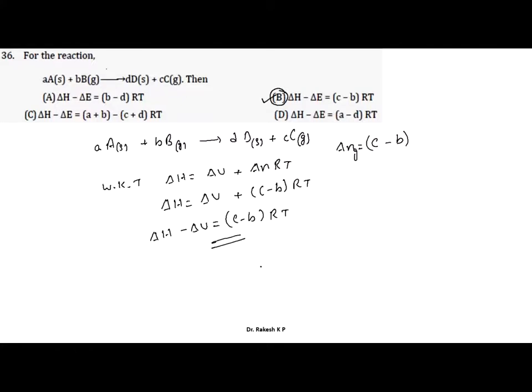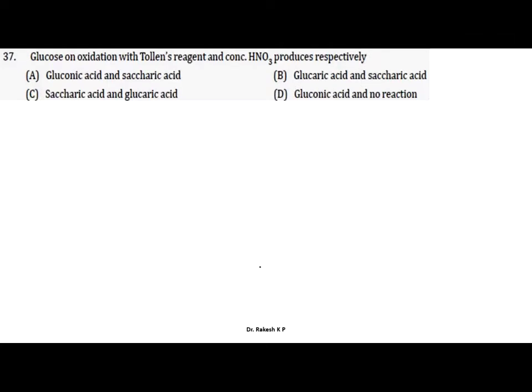Next one: glucose on oxidation with Tollens reagent and concentrated nitric acid produces, respectively... Let me write the structure of glucose here: CHO, in condensed formula, then CHOH four times, and next a CH2OH. See the two different conditions here.